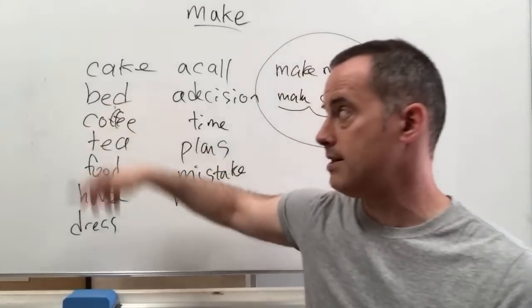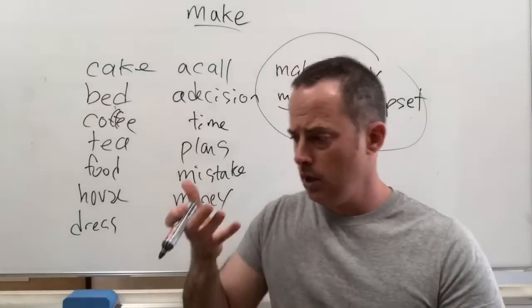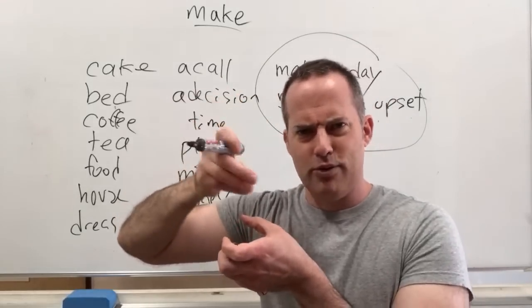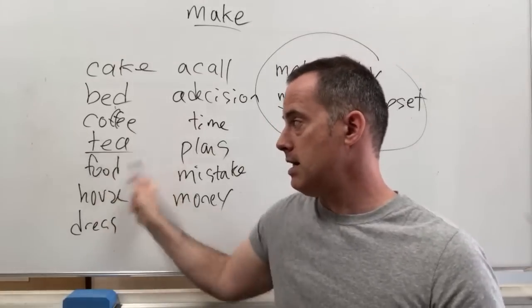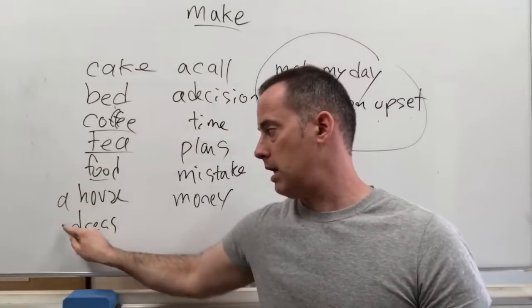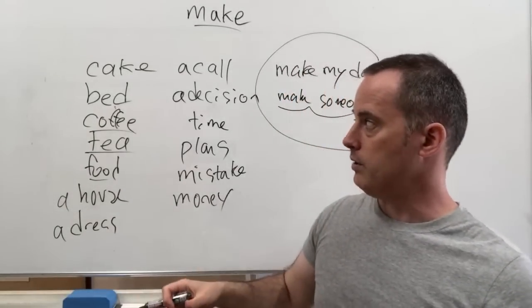Yeah, so we got make tea. Now be careful for things that are countable or not countable. So we can't put our hand in a teacup and pull out the teas. It's just tea. So that's why we say make tea, make coffee, make food, make a house, make a dress, that kind of thing. So be careful when you're using these different examples.